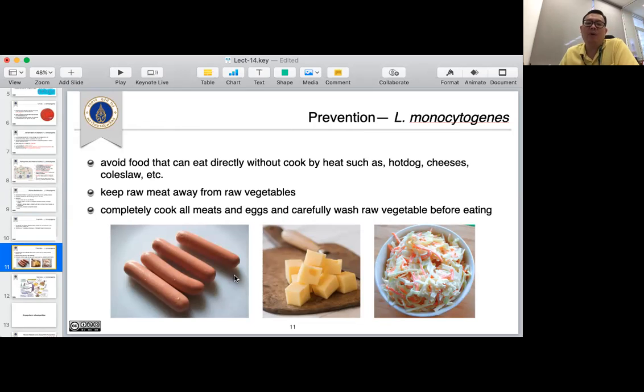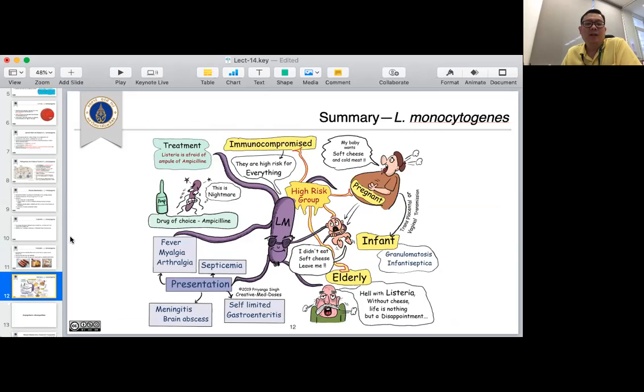Cheese is a very important source of L. mono contamination. Coleslaw. Try to avoid eating raw vegetables. But if you are not so well, cleaning vegetables properly helps a lot. That's the thing. So this is the summary of L. monocytogenes. Harmful in immunocompromised, with high risk in pregnant women, infants, and the elderly.